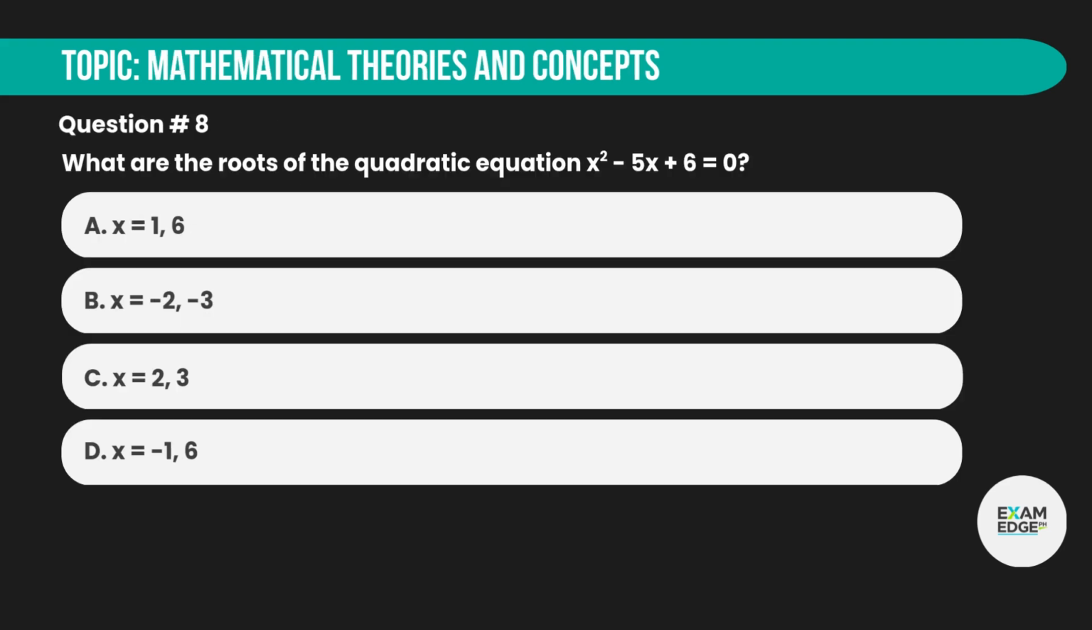Question number 8. What are the roots of the quadratic equation x squared minus 5x plus 6 equals 0? A. X equals 1, 6. B. X equals minus 2, minus 3. C. X equals 2, 3. D. X equals minus 1, 6. Correct answer. C. X equals 2, 3.